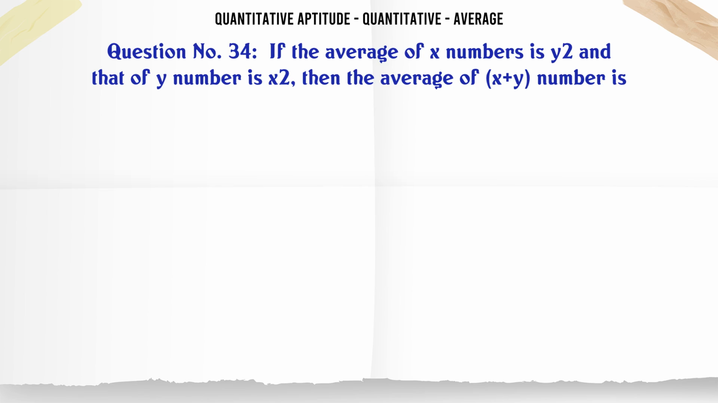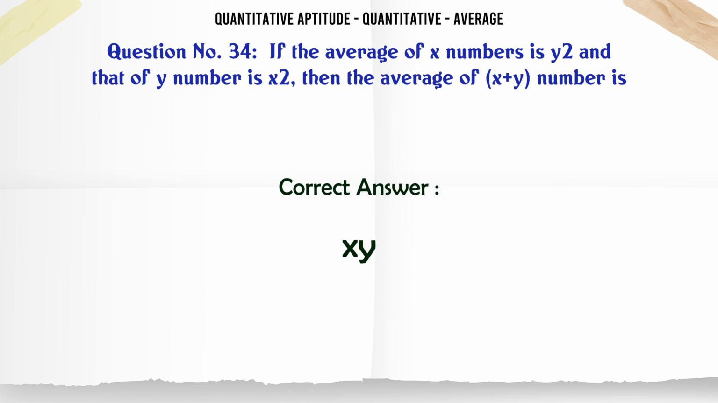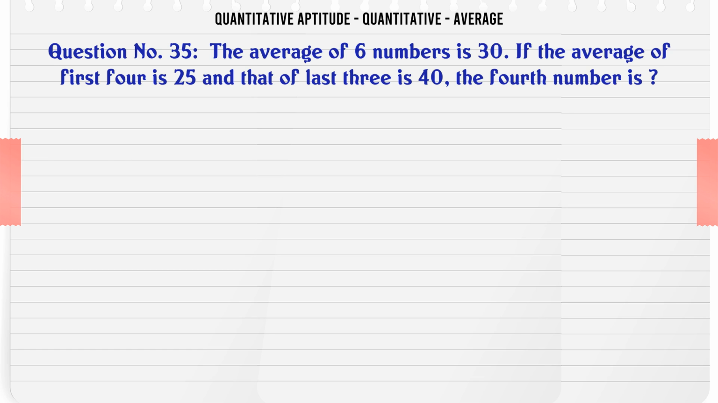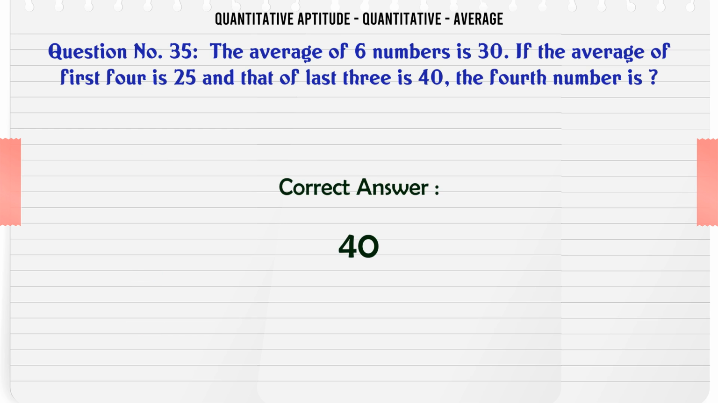If the average of x numbers is y², and that of y numbers is x², then the average of x plus y numbers is A xy, B xy², C xy, D x²y². The correct answer is xy. The average of 6 numbers is 30. If the average of first 4 is 25 and that of last 3 is 40, the fourth number is A 30, B 35, C 40, D 45. The correct answer is 40.